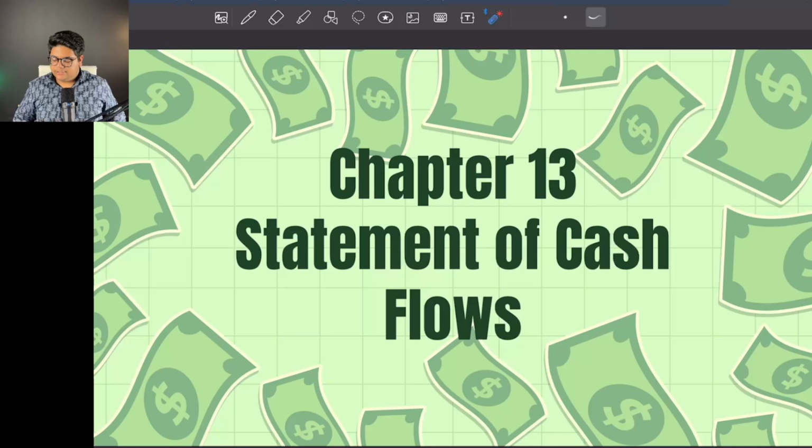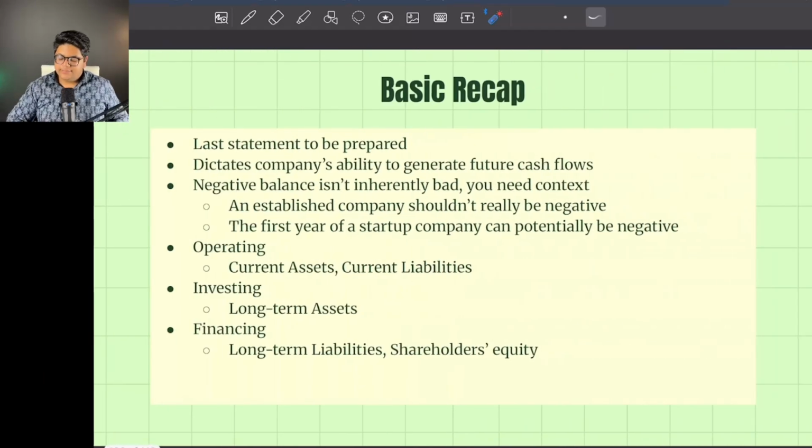All right, chapter 13, statement of cash flows, almost done here. So quick recap. This is the last statement to be prepared. This dictates the company's ability to generate future cash flows. So a negative balance on the cash flow isn't inherently bad, but you need context.